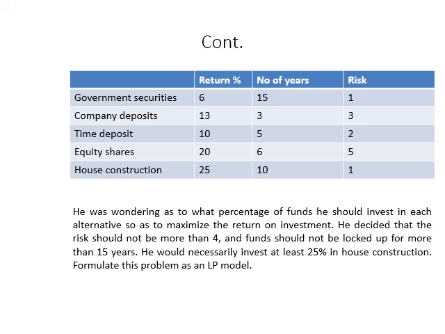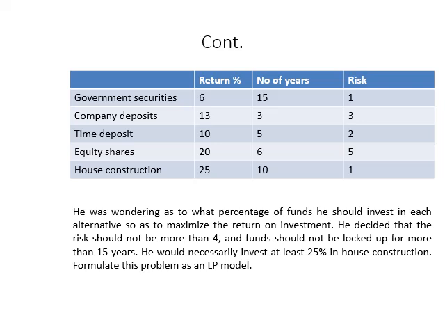Based on example 2, the construction of the table is as follows. As mentioned by example 2, there are 5 alternatives to invest his money. Government securities gives 6% of return, within 15 years, and the rate of risk equal 1.